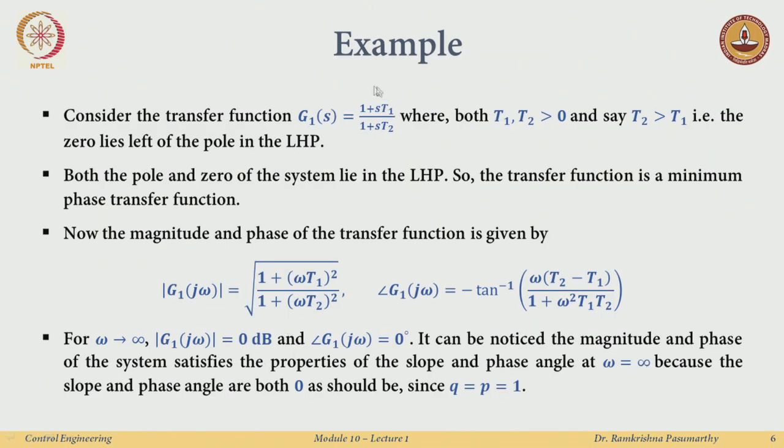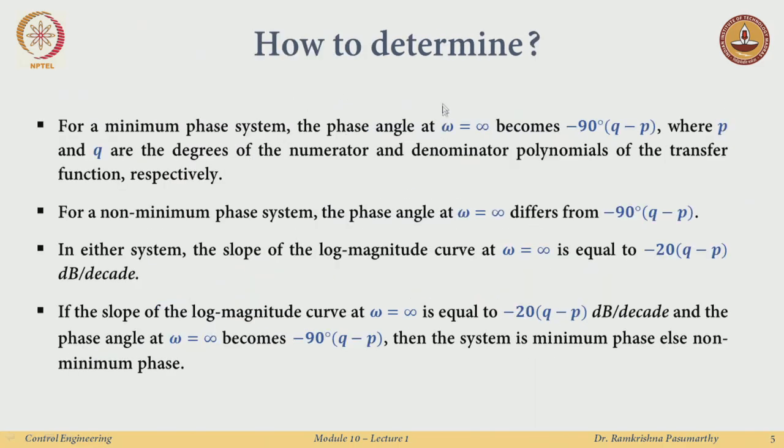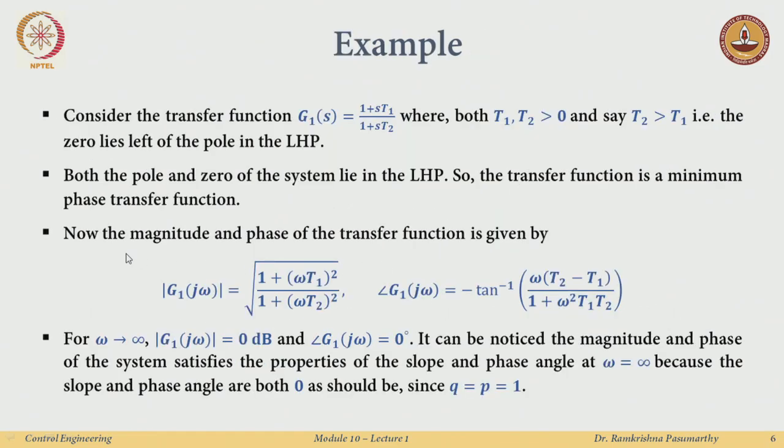I consider a transfer function (1 plus sT1) over (1 plus sT2). Both T1 and T2 are greater than 0, and let's assume for simplicity that T2 is greater than T1, or in other words, the zero lies to the left of the pole in the left half of the s-plane. So it's a stable system, and also minimum phase as per the definition we just had. Both poles and zeros lie in the left half of the s-plane, so the transfer function is a minimum phase transfer function. Now look at the magnitude and compare with what we said in these four bullet points. The magnitude and the phase can be determined this way.